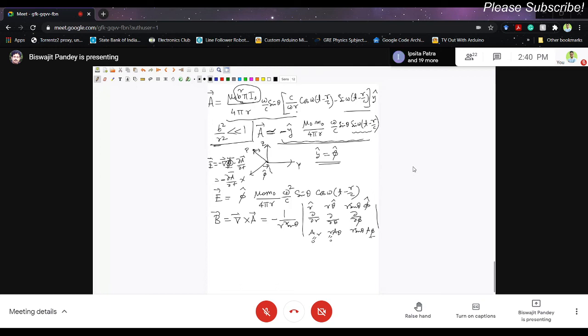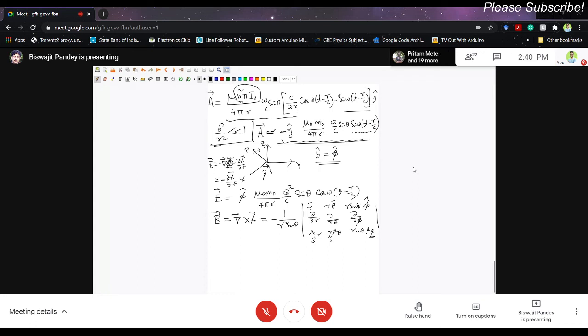Only you have the A phi component, and what is A phi? This is A phi multiplied by r sin theta. So this will become, r will get cancelled. You see, sine square theta. So we'll have sine square theta and r will get cancelled. And these are constant terms, right?